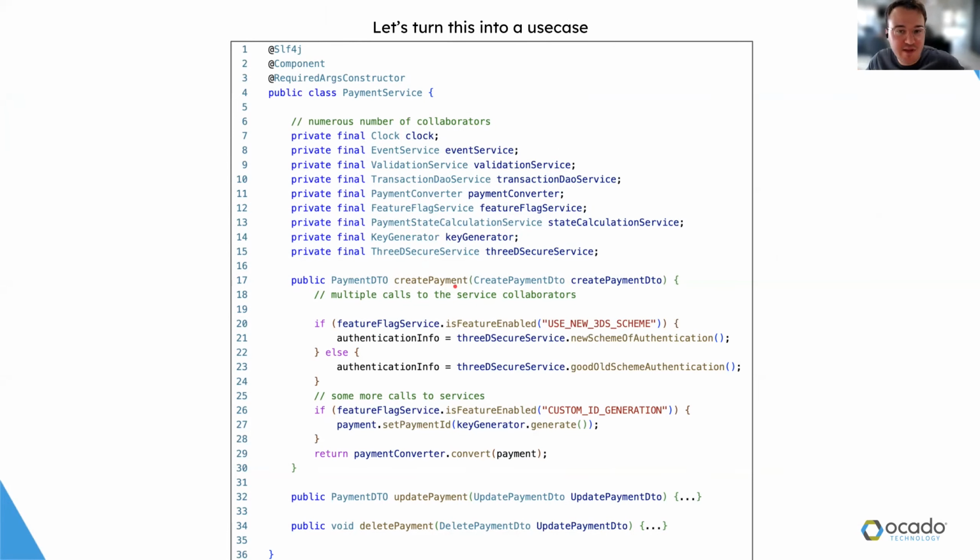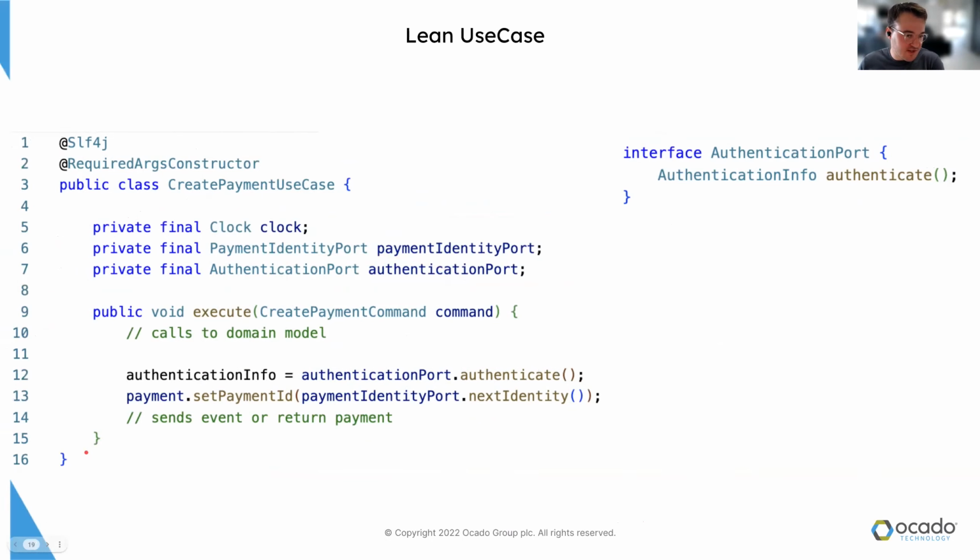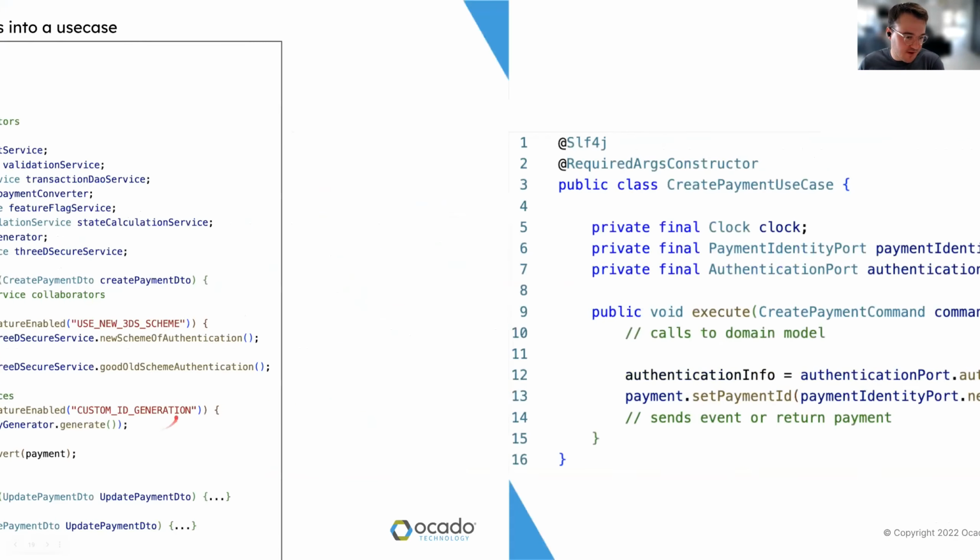Look at the size it will become. Just this, right? It remains with just three collaborators, important. No other functions here. So here we have update payment, delete payment. These are different things. No, we just place the create payment use case in one class.